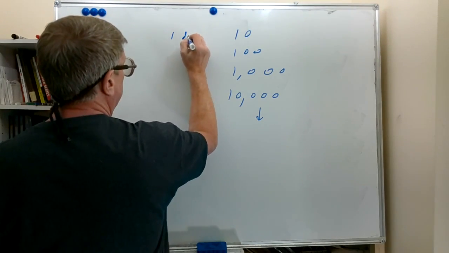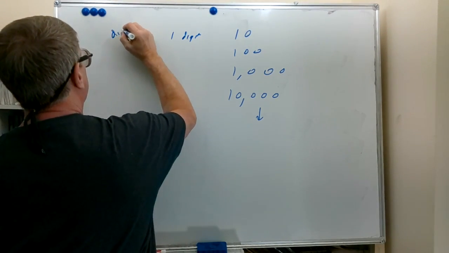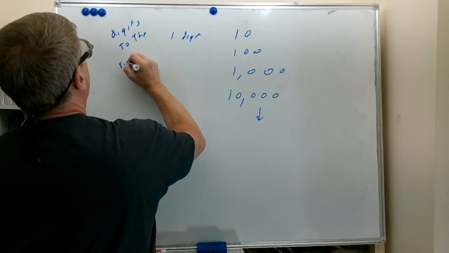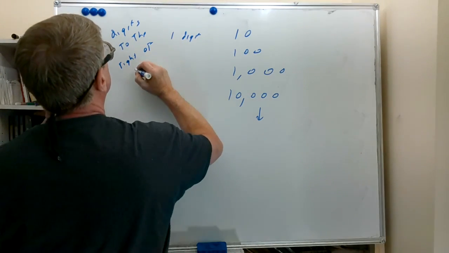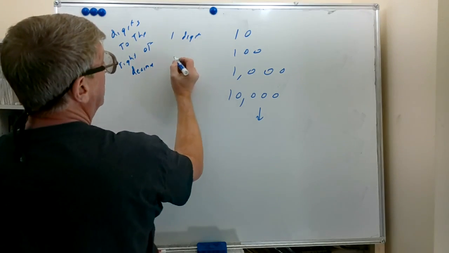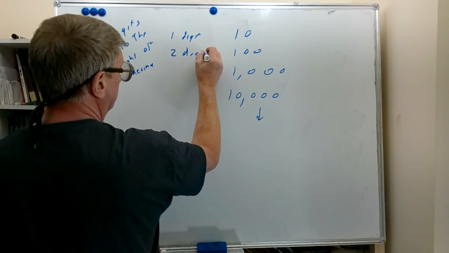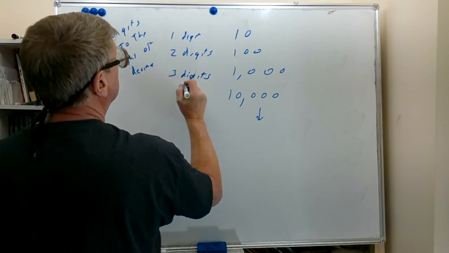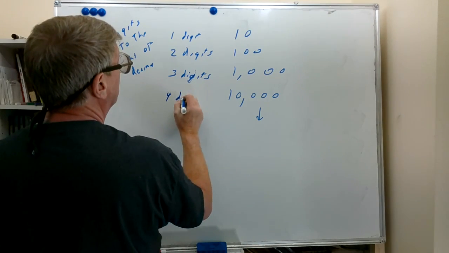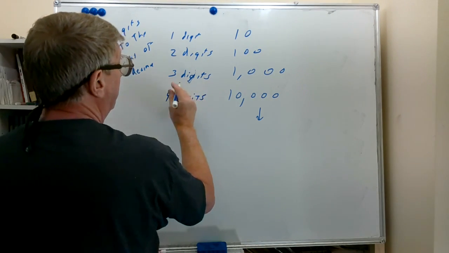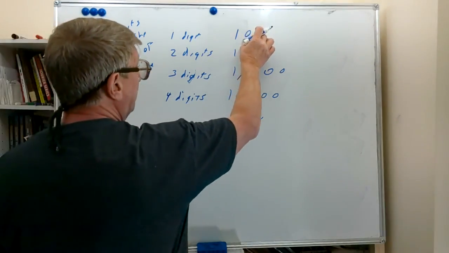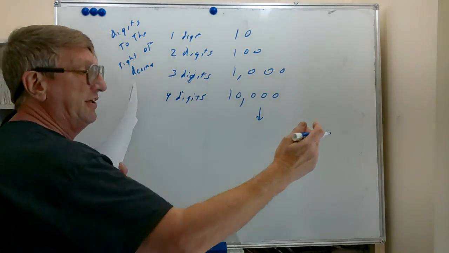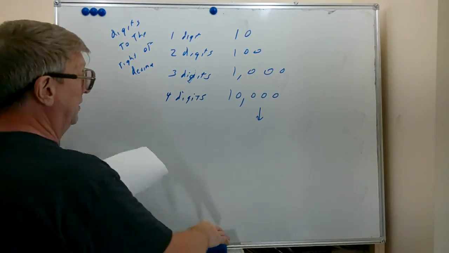That's 1 digit. Digits to the right of the decimal: 1 digit, 2 digits, 3 digits, 4 digits. That's how many digits we have to the right of the decimal place. We see the number of zeros matches up exactly. Our denominator increases by a factor of 10 every time we add an additional decimal place to the right of the decimal point.